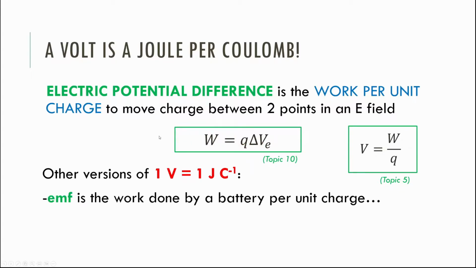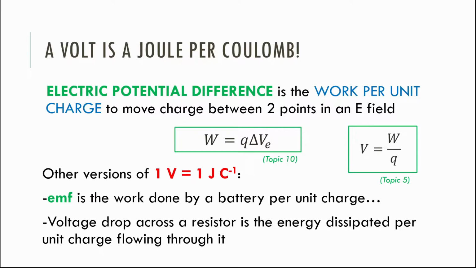All right. It comes up all the time, right? A volt is a joule per coulomb is not just for this one equation. Like the definition of EMF has something to do with the work done by a battery per unit charge and driving charge throughout the whole circuit or something like that.